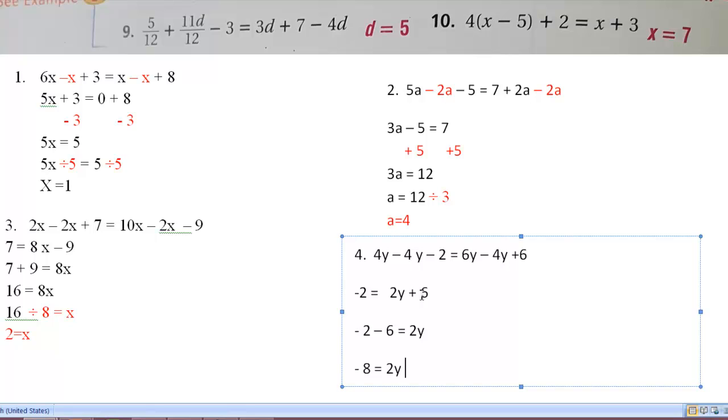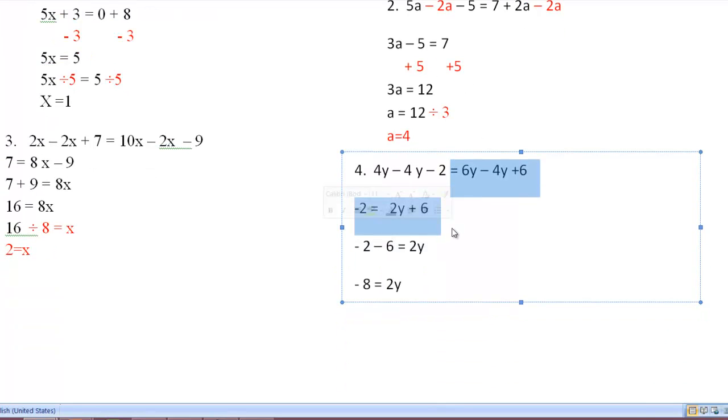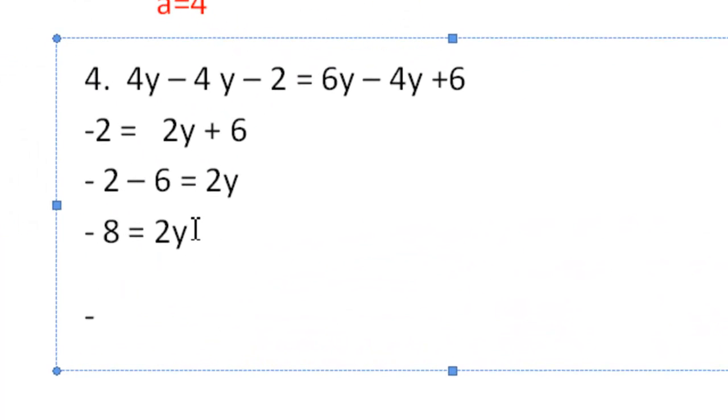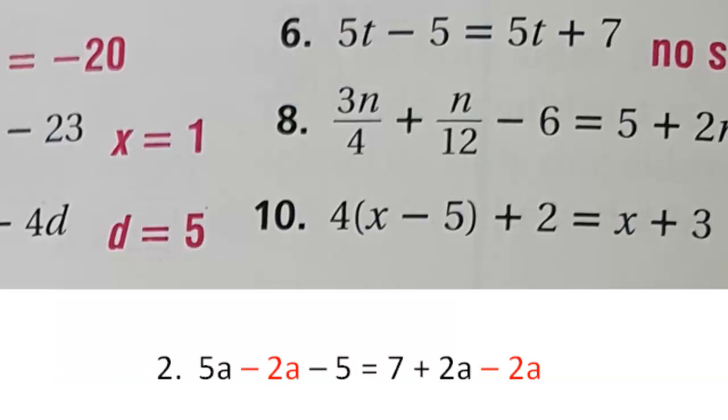Divide both sides by 2. Why am I dividing both sides by 2? Because here the coefficient of y is 2. I want to remove this 2, so I will divide both sides by 2. Negative 8 divided by 2 is negative 4, equals y. So y here, the answer is negative 4.